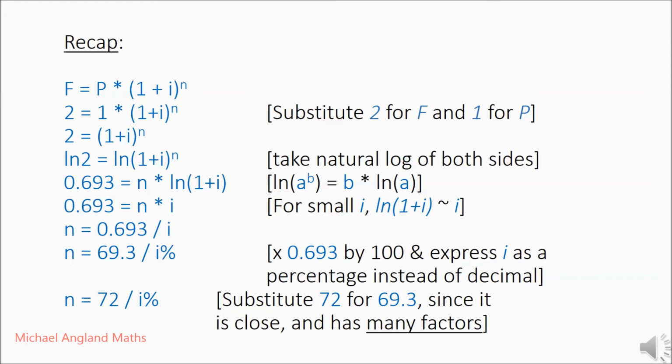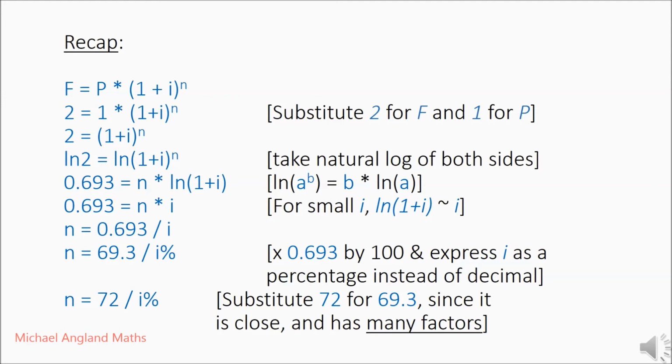Then we take log of both sides. Log 2 equals log (1 plus I) to the n. Log of 2 is equal to 0.693, and we use the rules of logs for the right-hand side. Log (1 plus I) to the n becomes n times log (1 plus I). The next step, we have 0.693 is equal to n times I, using the fact that I is almost exactly equal to log of (1 plus I) for small values of I. Next step, n is equal to 0.693 over I.